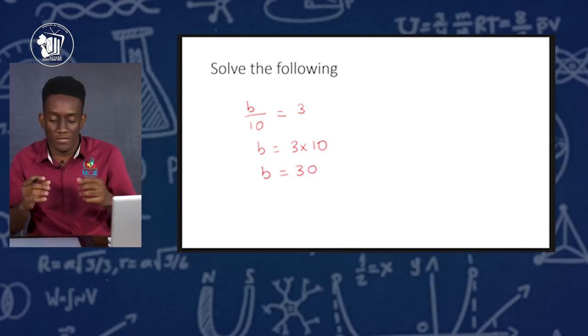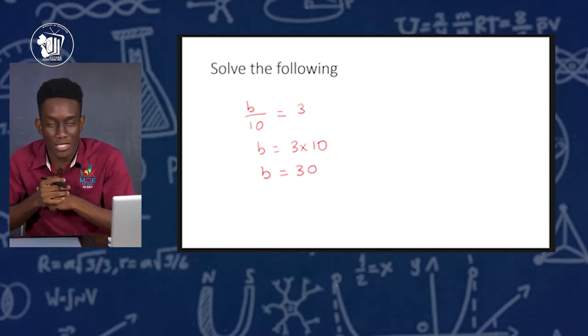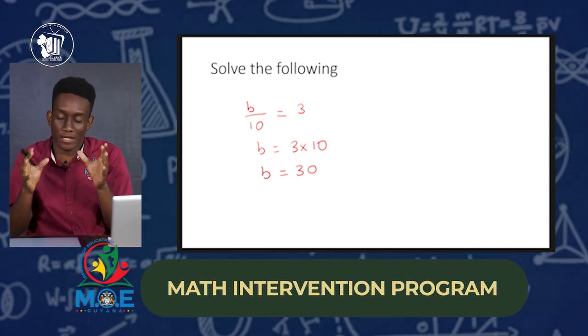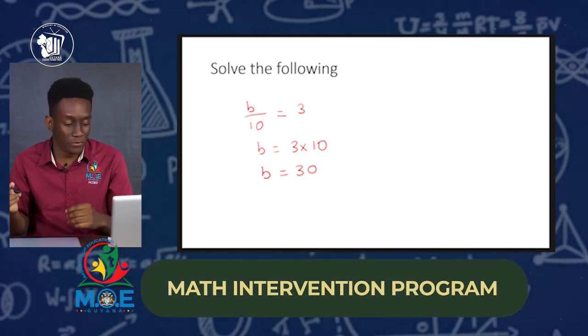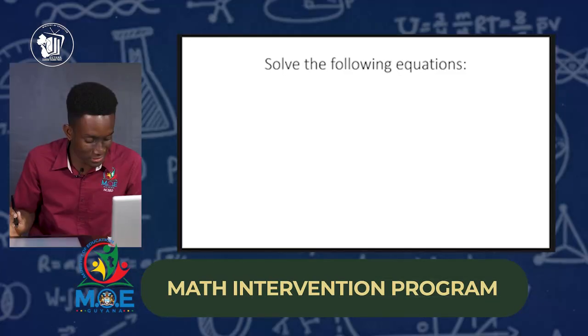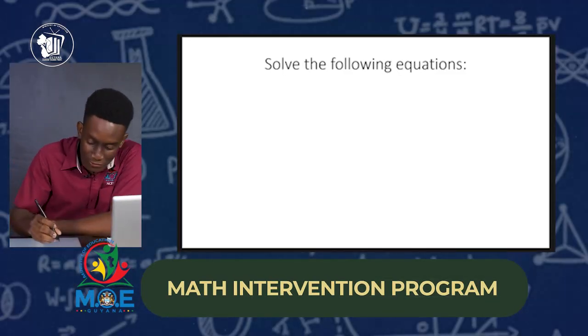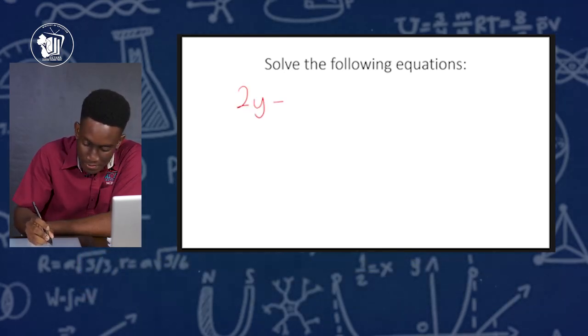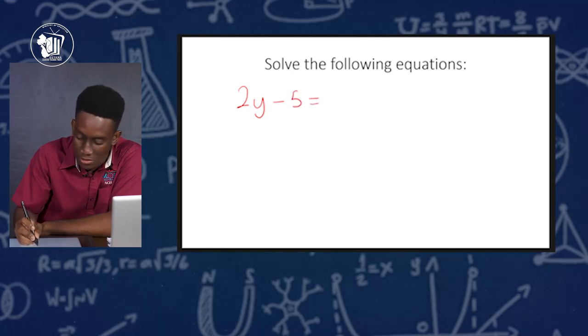And of course, b divided by 10 should give you 3. And we know b is equal to 30. And 30 divided by 10 will of course give you 3. So that's how we can check to see if our answer is correct. Let's take things up a bit. Let's say we have the equation 2y minus 5 is equal to 9.